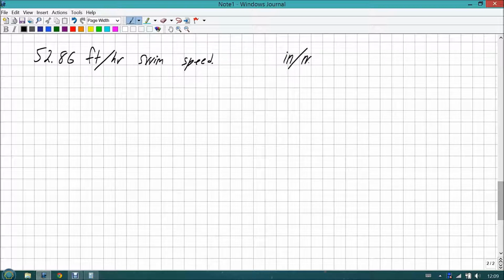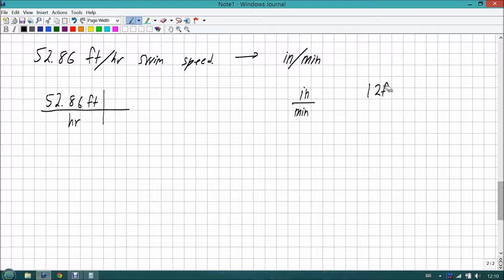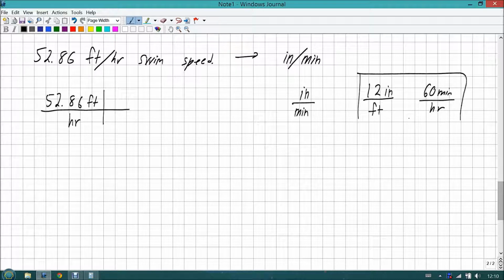Let's say for a moment that we're doing some kind of weird analysis thing and we need to convert our feet per hour into inches per minute. Well, to do that, again, we start with the unit that's given. We have 52.86 feet per hour. And now we need to convert feet into inches and hour into minutes, because our last destination should be inches per minute. So we need a few conversion things. One thing is that for every 12 inches, you get 1 foot. And for every 60 minutes, you get 1 hour.